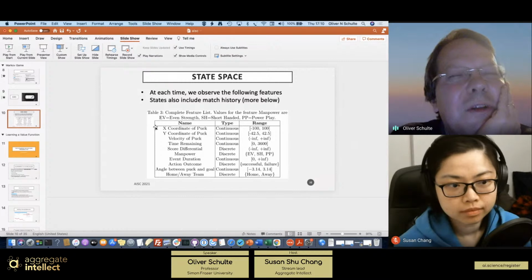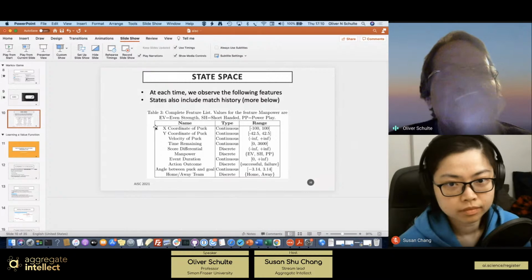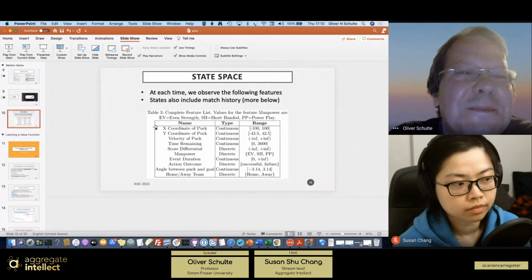Otherwise, we always have to make a tough choice. Do I add this piece of information to my model, but then I blow up my state space even more, or do I just ignore it and hope that it doesn't matter? Anyway, that was a bit of a long answer.